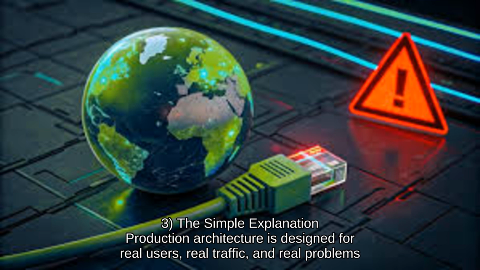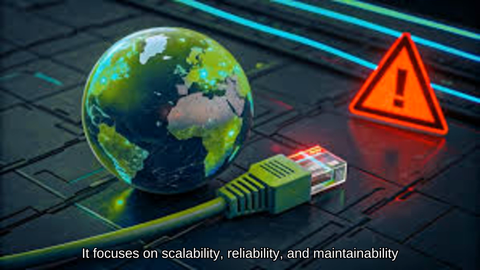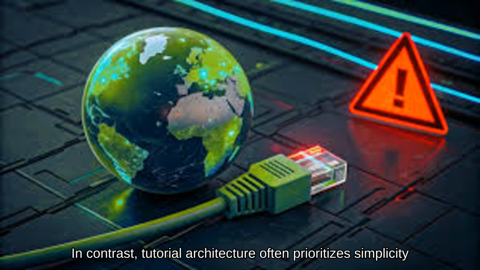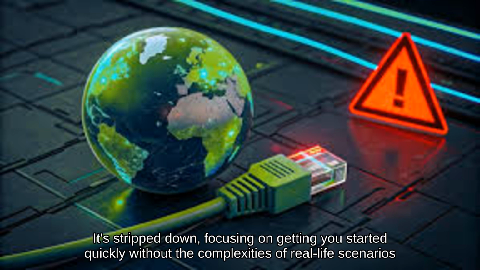The simple explanation: production architecture is designed for real users, real traffic, and real problems. It focuses on scalability, reliability, and maintainability. In contrast, tutorial architecture often prioritizes simplicity. It's stripped down, focusing on getting you started quickly without the complexities of real-life scenarios.